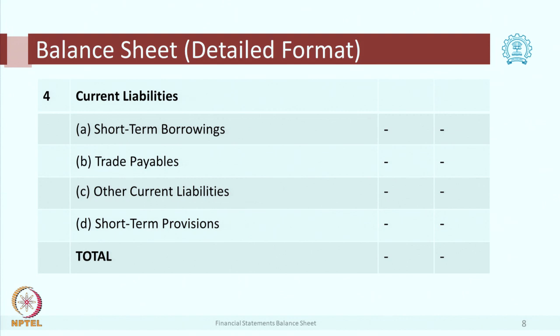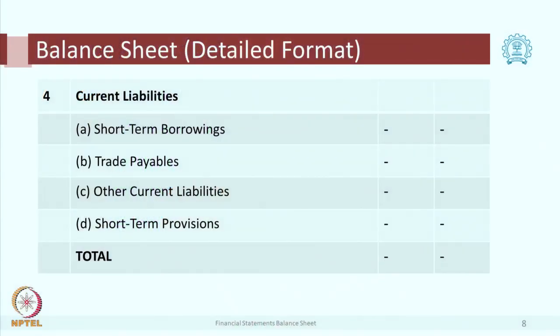4C are any other current liabilities. Do you remember any examples? We had discussed outstanding salaries or outstanding electricity bills or outstanding office expenses, outstanding stationery charges, so on. Any expense which is not yet paid but is payable in 1 year, that is other current liabilities. 4D are short term provisions. So, again estimated liabilities which are payable in short term.